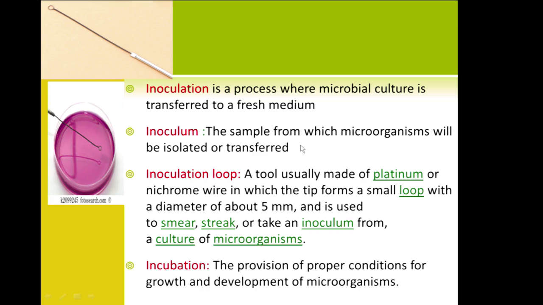For inoculating fresh medium, we use some devices. One of them is the inoculation loop. Here you can see the inoculation loop. It is a tool usually made of platinum or nichrome wire, in which the tip forms a small loop with a diameter of about 5 mm and is used to smear, streak or take an inoculum from a culture of organisms.